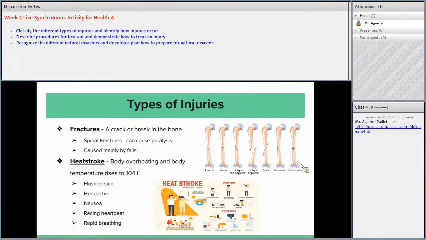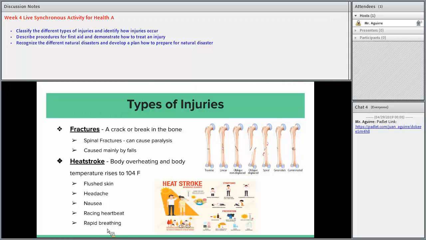Next we have the different types of injuries. We have two. One is a fracture, which is a crack or break in a bone. There are different types of fractures. We have spinal fractures that can cause paralysis in the back. You also have breaks in the bones of the legs, arms, wrists, hands, and fingers. They're usually caused mainly by falls, but also by sports.